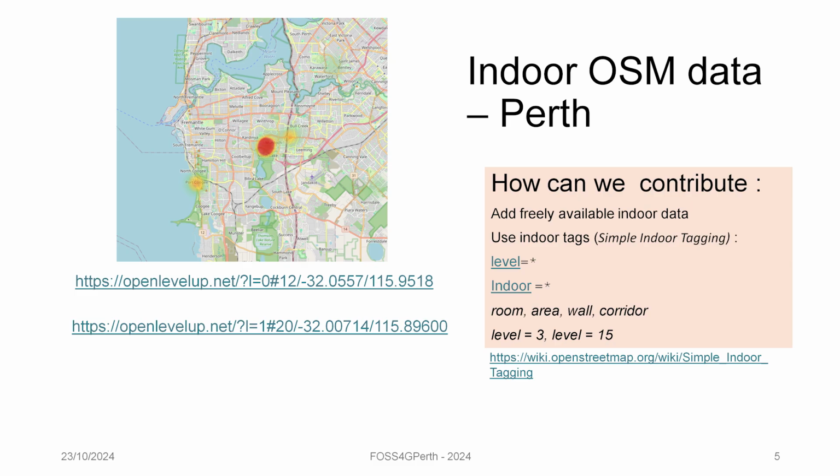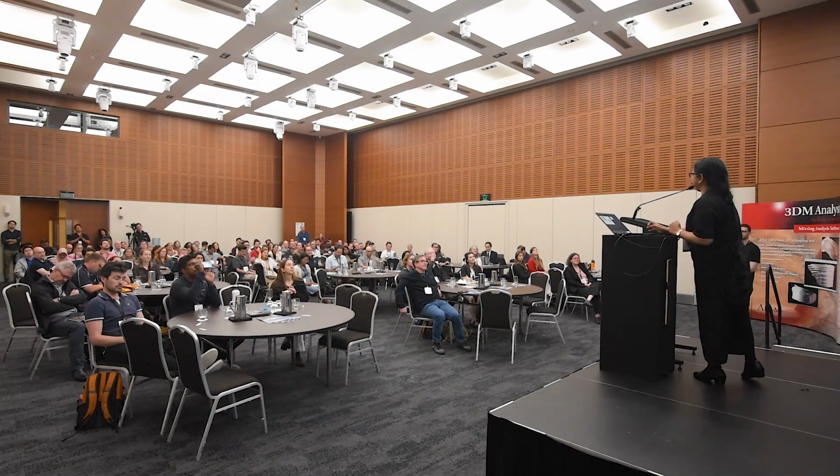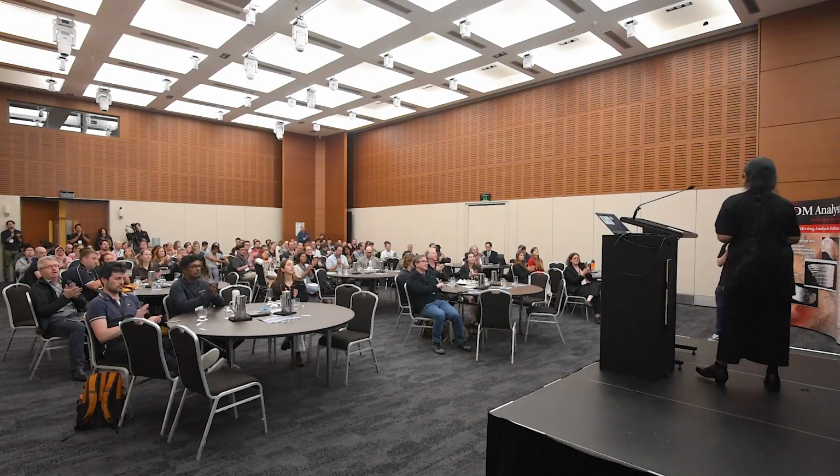So you can see indoor maps in our area. It's not very good. It's very, very tiny pockets of data only. And how can you enhance this? Please contribute. At least add the indoor and level tags. Whenever you are adding an indoor map, just add these two at least, then rendering engines and other tools can identify them as indoor maps. Thank you for listening. Thanks very much.